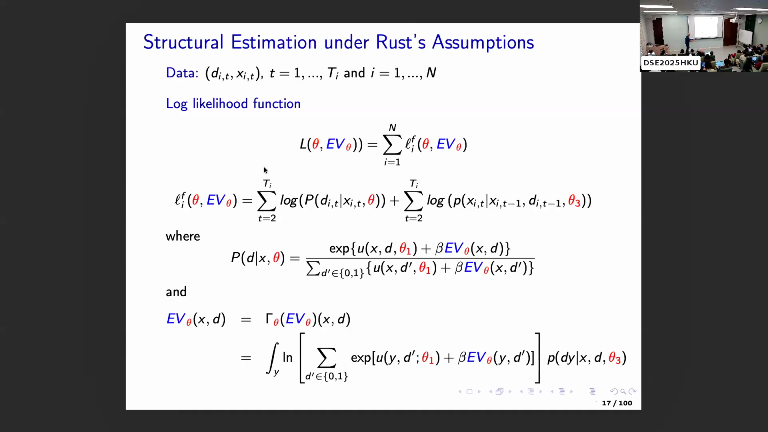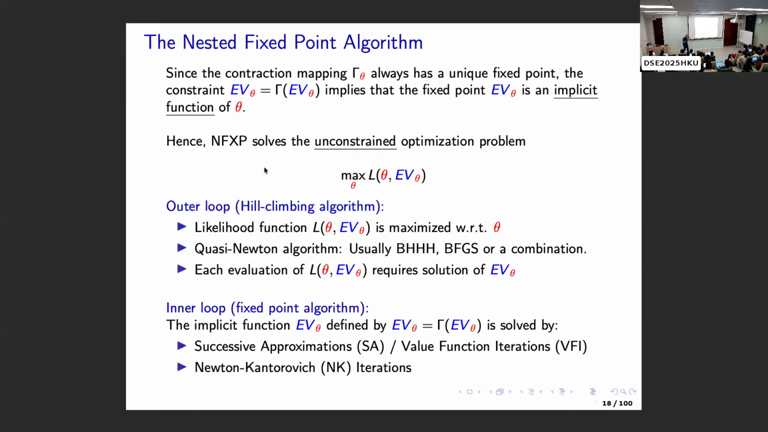Now, the issue is, of course, that the likelihood depends on the expected value functions, or the integrated value functions, which in turn depend on the parameters because they're implicit functions. So if you were to maximize this with respect to theta, you have to keep in mind you also have to change the fixed point every time, like recompute the solution to this equation. Recompute the fixed point. And that's a nested fixed point.